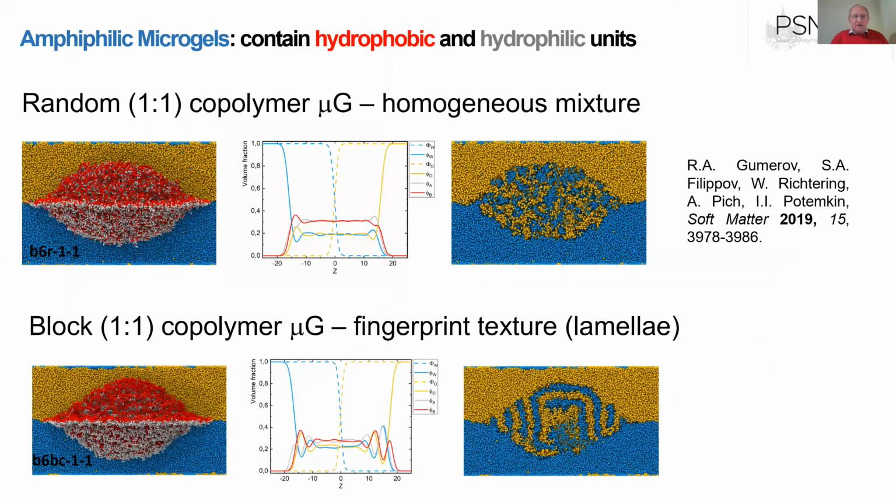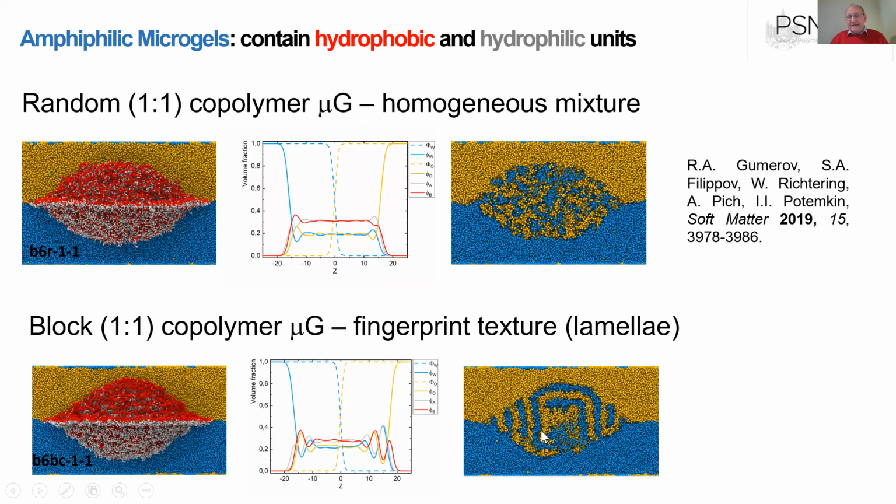Indeed, if we put such microgel at the interface, for symmetric composition we have symmetric distribution of the microgel at the interface in case of random copolymer. And if we look at the distribution of the liquids, they are really homogeneously mixed within the microgel. Here is a quantitative proof of this distribution. And in case of symmetric diblock copolymer, we also have a symmetric distribution of the microgel at the interface.